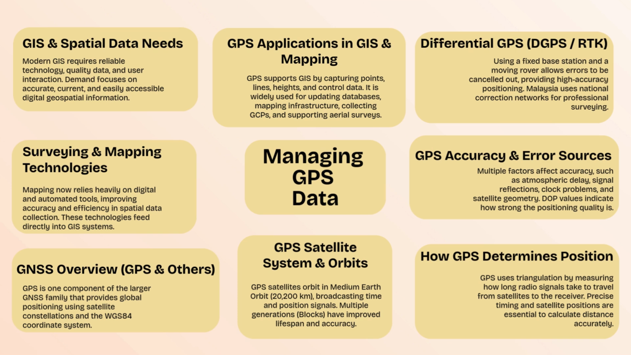At the same time, GPS accuracy can be affected by errors. These include atmospheric delay, reflections, clock problems, and satellite geometry. DOP values show the quality of positioning. Examples are ionospheric delay and multiple reflections.